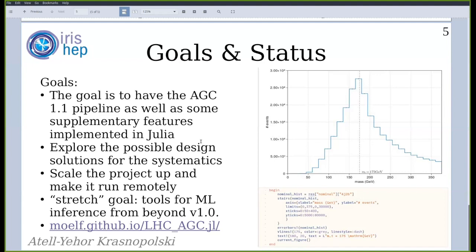Thank you, Atell. Any questions? Enrico, you have your hand raised. Yeah, I was curious, since the Julia ecosystem for high energy physics is newer than the Python ecosystem or the ROOT ecosystem, is there anything you feel is missing from the ecosystem? Are there major pieces that would be nice to have in order to implement the AGC, or are all the ingredients there, and this is going to be a demonstrator of how you put them together?